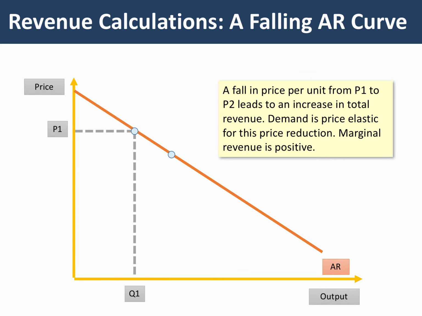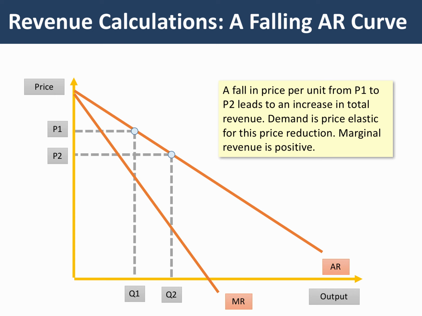So how does this all turn into a diagram? Here's our downward sloping average revenue curve. Start off with a price P1. We cut the price to P2. Quantity expands to Q2. And hopefully you can see that revenue will have increased there. That area is bigger. The marginal revenue is positive, but the slope is steeper than the average revenue.